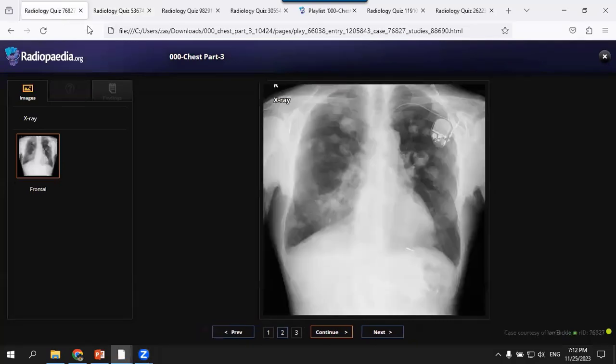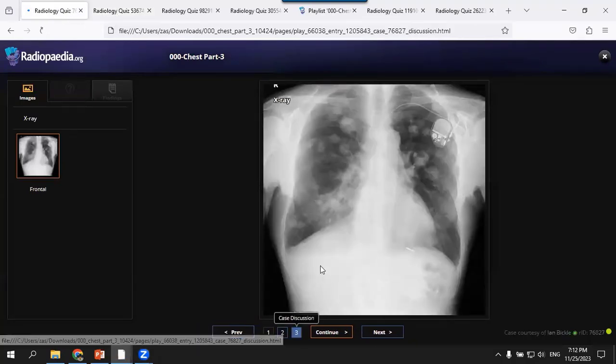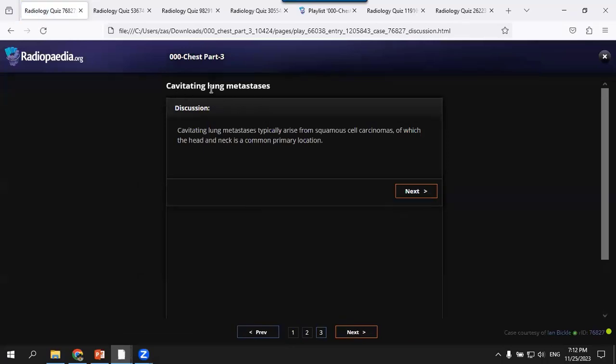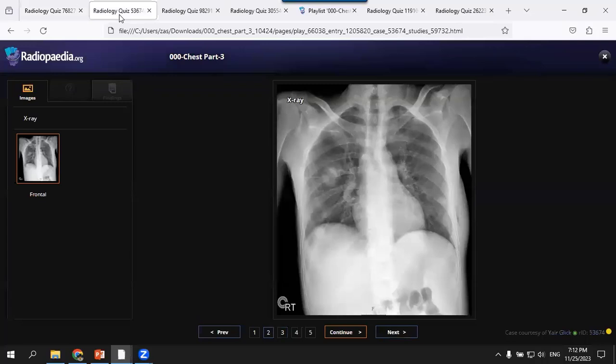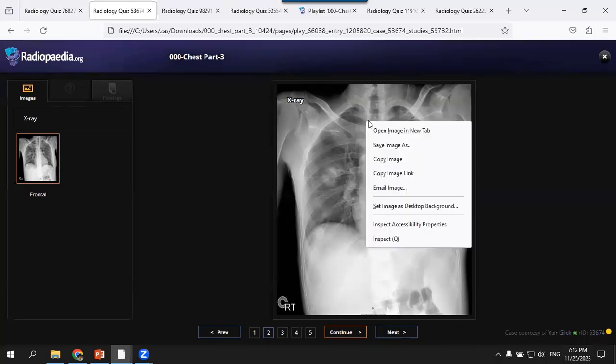Also, you ask about whether the patient is an IV drug abuser and so on. Okay. The next, I think this was cavitating lung metastasis. What are the common tumors that cause cavitating lung metastasis? Cavitating lung metastasis is like squamous cell carcinoma of the head and neck, and it could also be due to osteosarcoma or testicular tumors. Good, another case for you too.